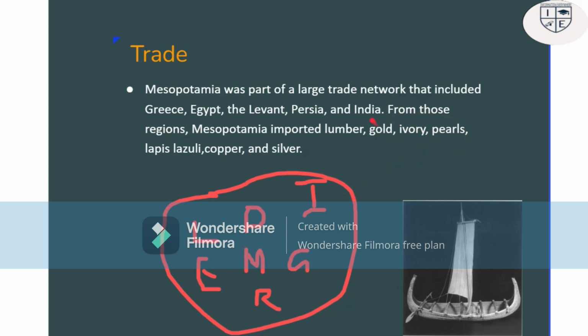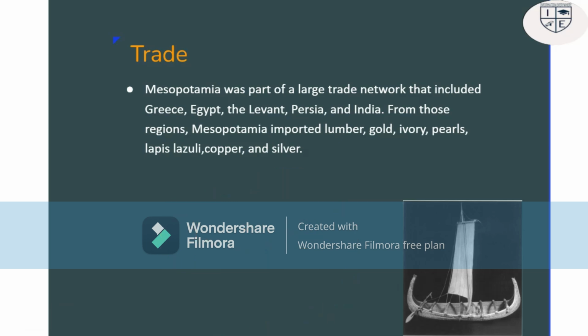Mesopotamia imported gold and ivory from Egypt, as if you have seen the coffins of the mummies or the chariots of the Egyptians, they were gold plated or made of gold, and ivory was also embedded in them.